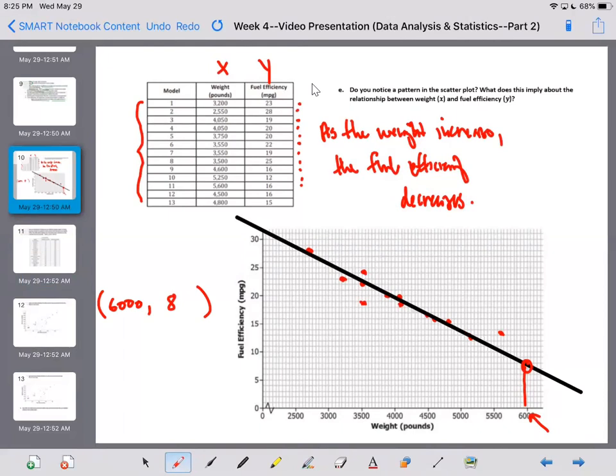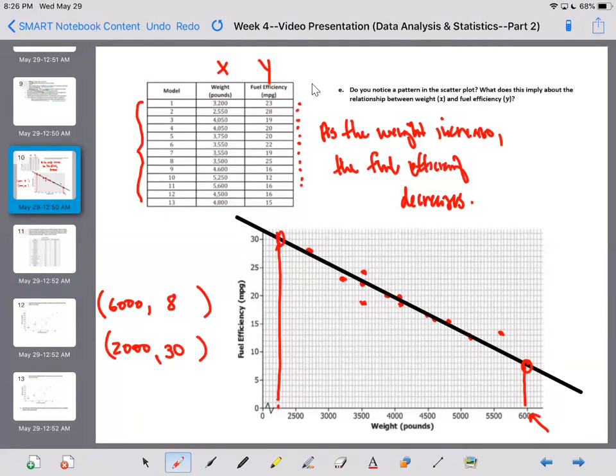Not very good, but if you also go on the other end and look at something that's maybe 2,000, somewhere around in here, and follow that up, you can see you're up here at about 30 miles per gallon. So it gives you ways to predict using a line of best fit.